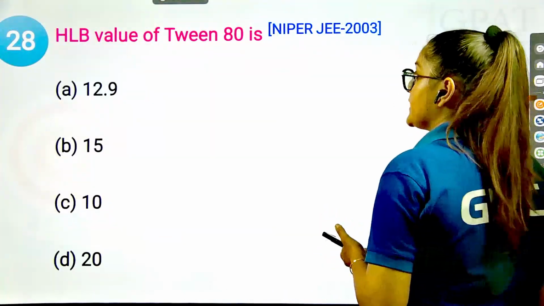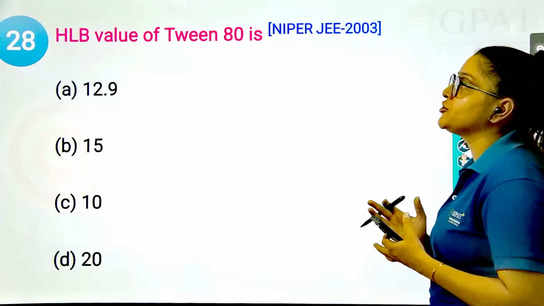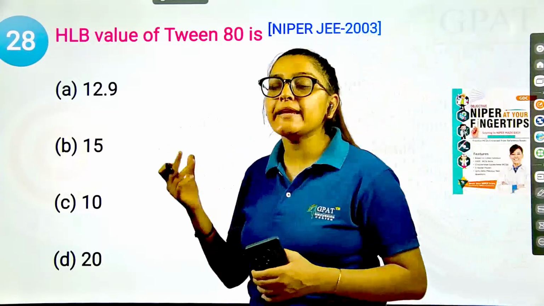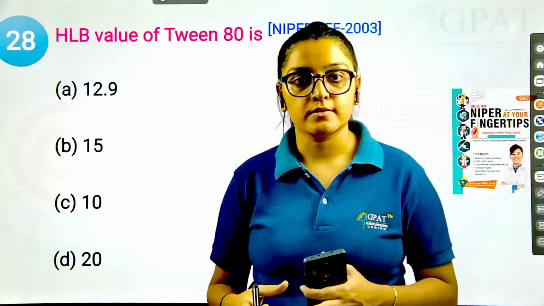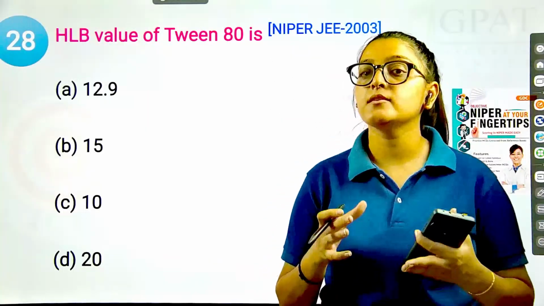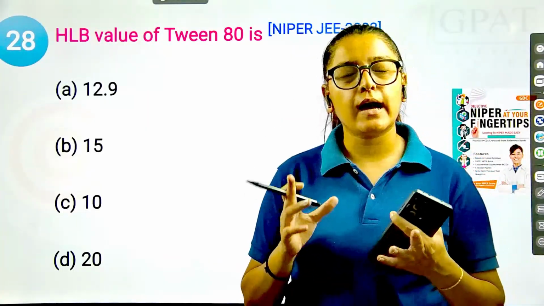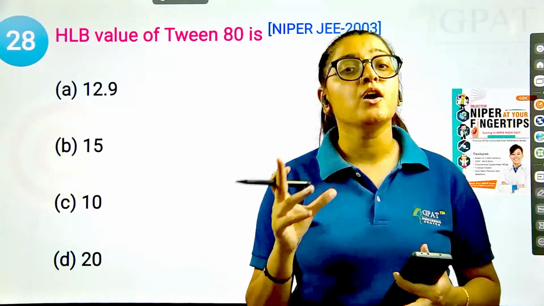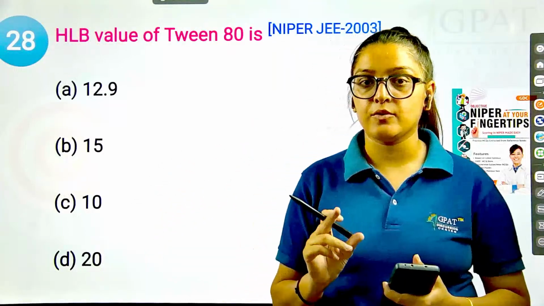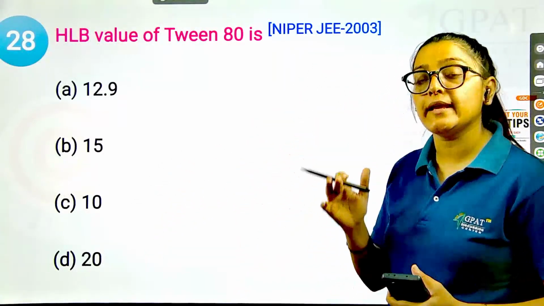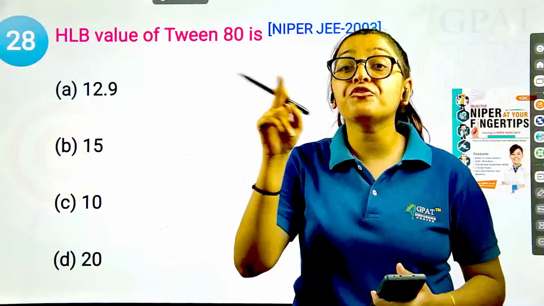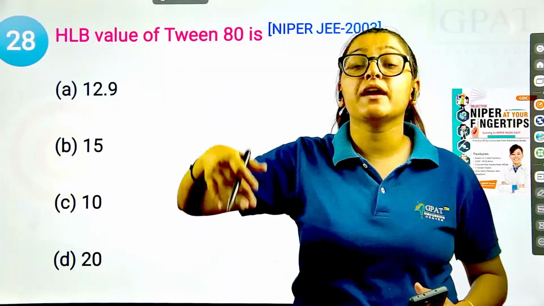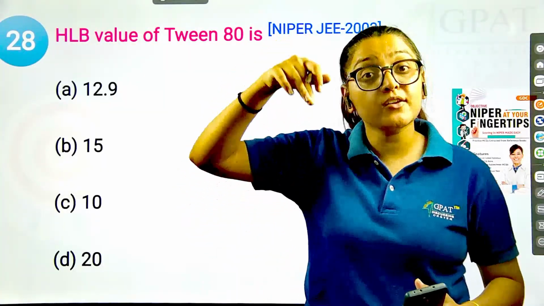Okay. Next question. The HLB value of Tween 80. It was asked in 2003. So what is Tween 80? Tween 80 is a non-ionic surfactant. In surfactant classification we have cationic, anionic, ampholytic and non-ionic. In the classification of ODS, I have mentioned it is a hydrophilic surfactant. We have to go down to the solubilizing agent, down to the detergents, water in oil emulsifier, right?